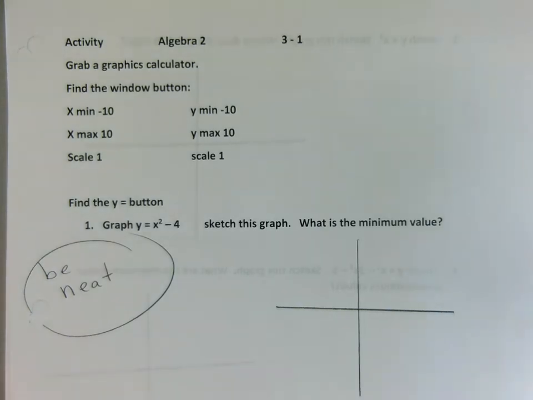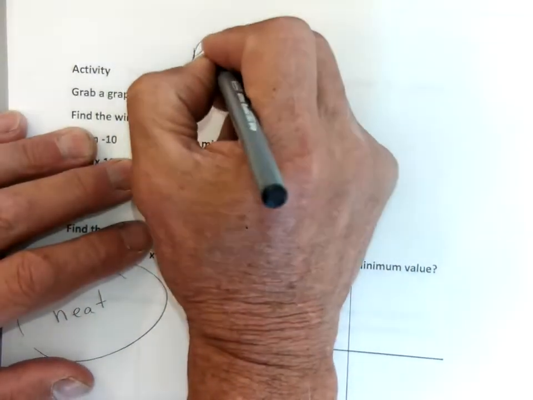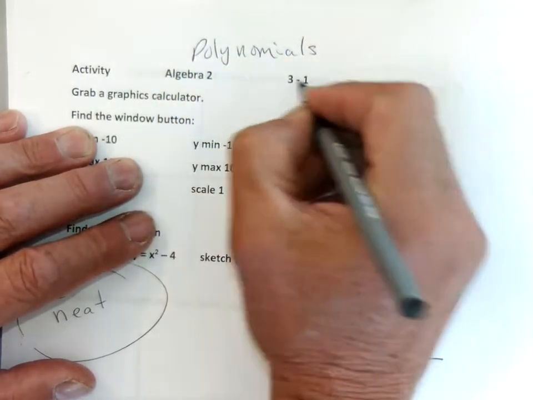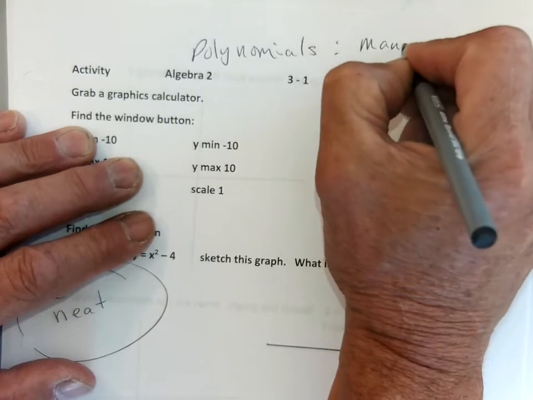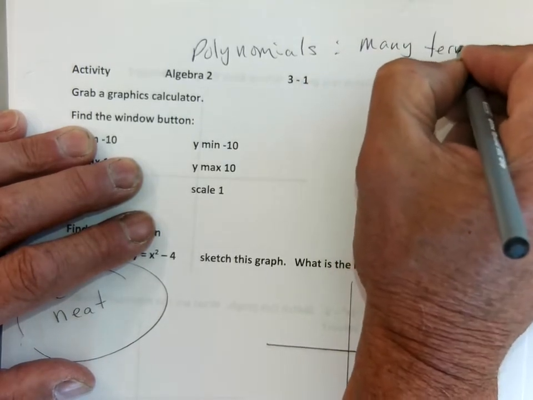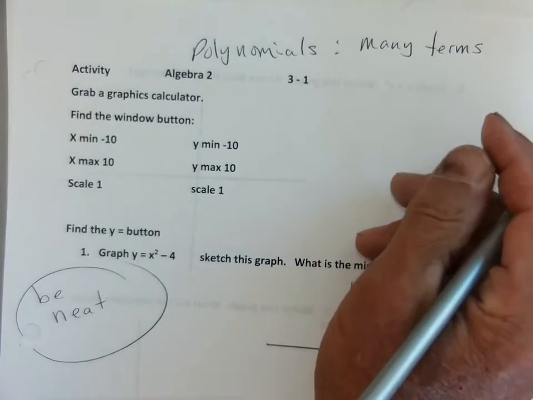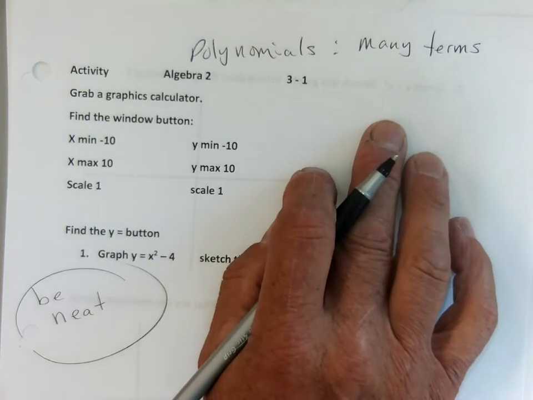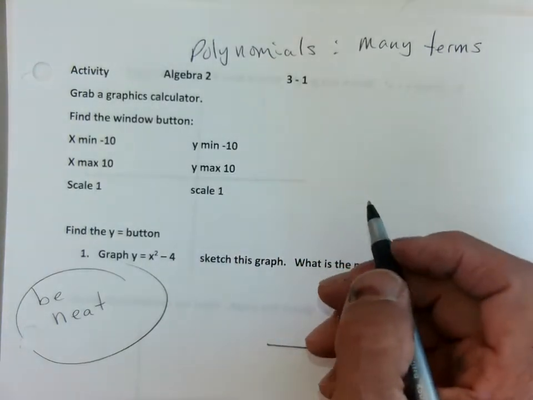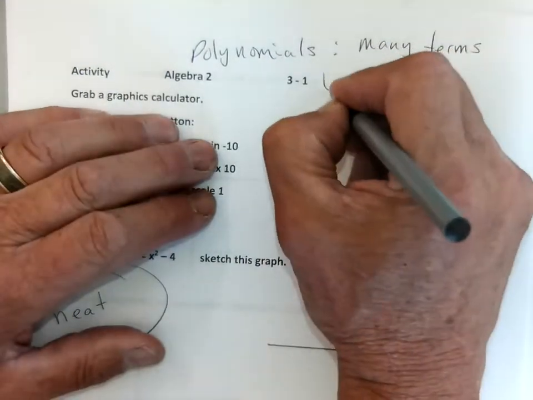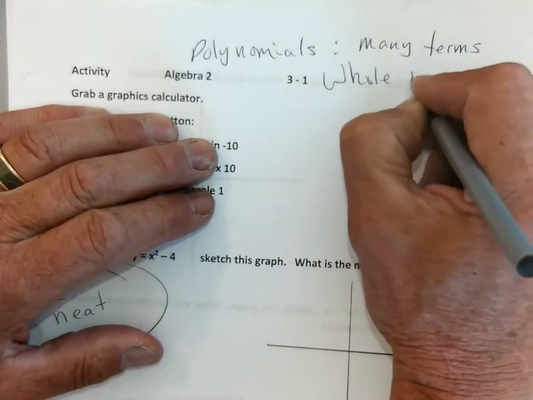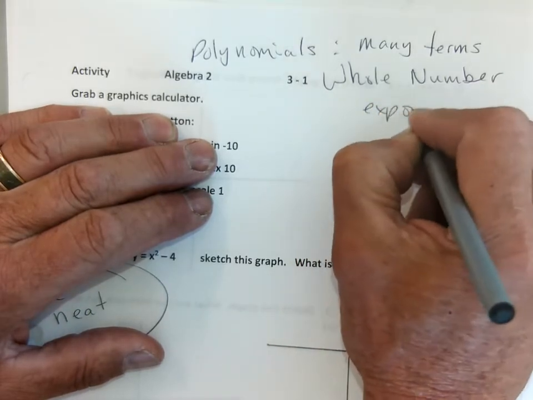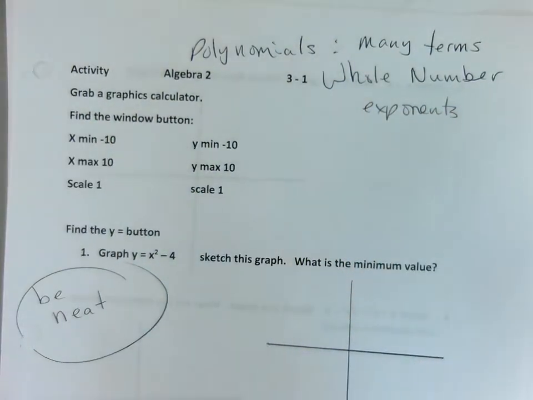So what's this all about? Polynomials, right? Again, polynomials have many terms. It can also have just one term. It really can still be a polynomial. You could have two terms and still be a polynomial. But we like saying many terms because a lot of times they come in lots of different forms. And we want to make sure we have whole number exponents. So they're curvy.